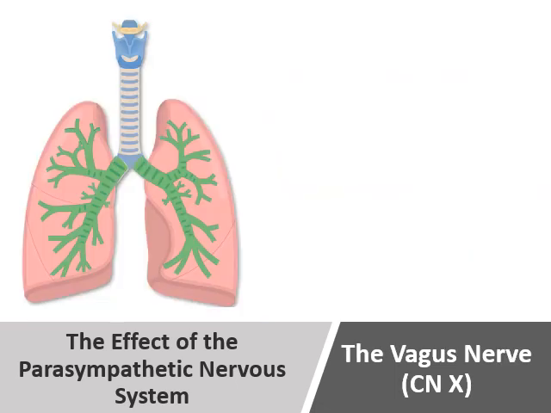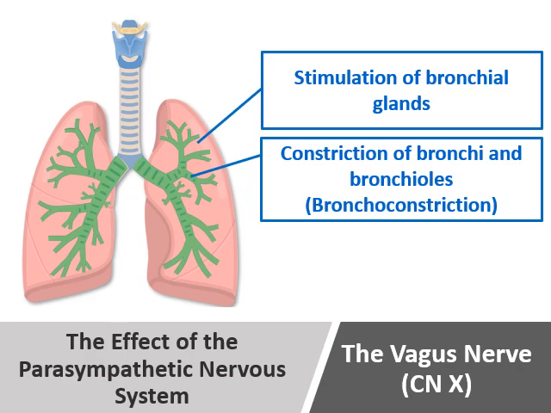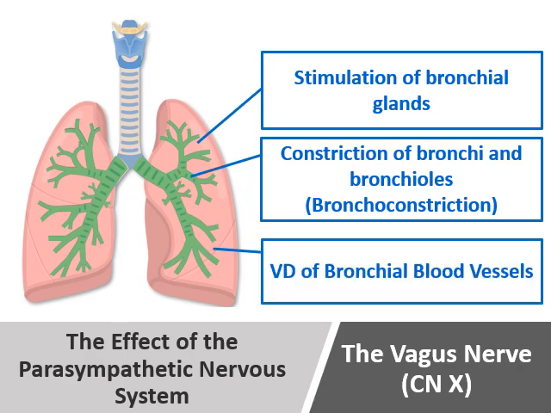The effect of vagal stimulation on the lung includes constriction of the bronchi and bronchioles, that's to say bronchoconstriction, stimulation of the bronchial glands, thus increasing its secretion, and vasodilatation of the bronchial blood vessels.